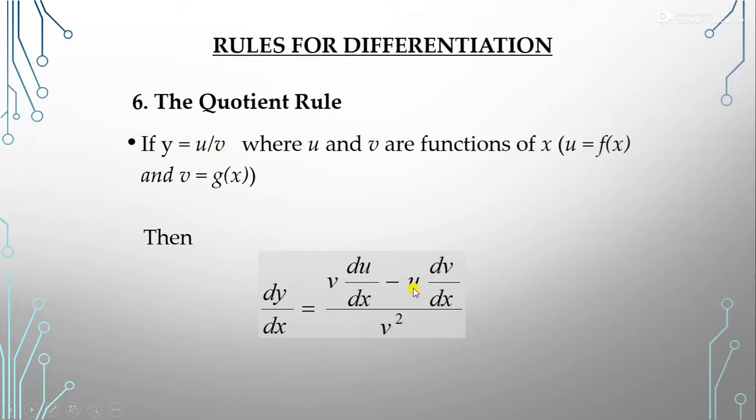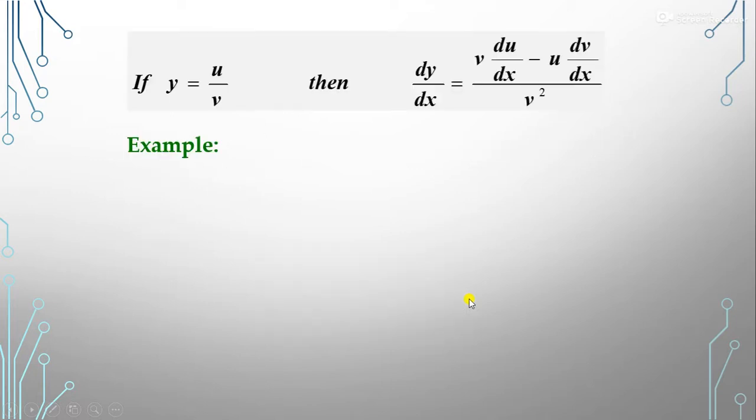So you have to remember this quotient rule if you have the function in division. What you do here is, in the denominator you have to take the square of the denominator, and in the numerator you have to take the denominator as it is, times the derivative of the numerator, minus the numerator as it is, times the derivative of the denominator. Okay, so let's take some examples here.